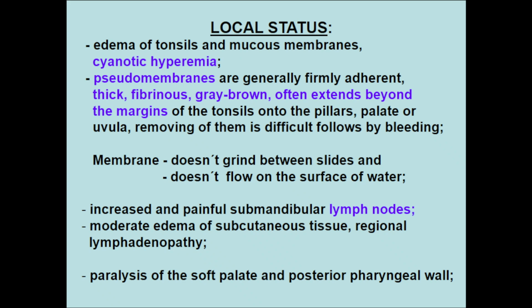Increased and painful submandibular lymph nodes, moderate edema of subcutaneous tissue, regional lymphadenopathy. Plus maybe paralysis of the soft palate and posterior pharyngeal wall, one of the early signs of polyneuritis. That's why during tonsillitis we ask the person to say ah, and we not only examine the tonsils during this time, we also see whether the uvula moves or not, because if it doesn't move, it's a sign of paralysis of the soft palate. It's a really bad sign, and it's one of the clinical signs of diphtheria.